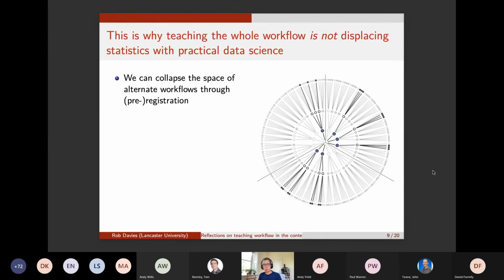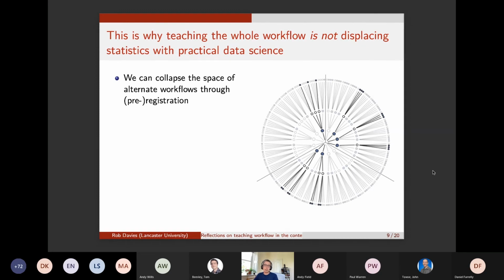So I think this is why teaching the whole workflow is not displacing statistics with practical data science. We're not taking chunks out of time we could be using on statistics and just putting programming into it. Because these considerations have a direct impact on the results that we end up reporting in our papers.